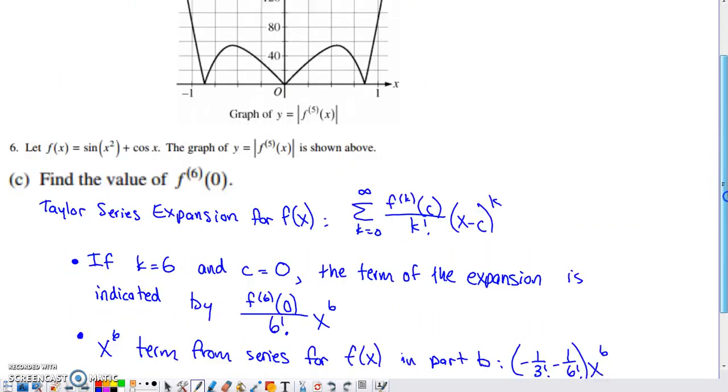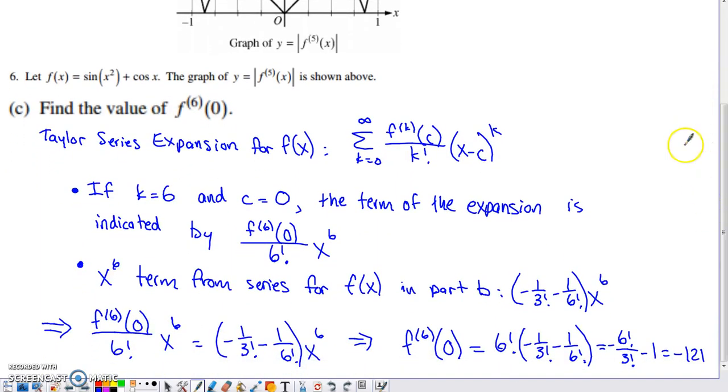In part C, we still don't really need to reference that graph at all. We haven't had anything to do with the fifth derivative yet. What they ask us to do in part C is to find the value of the sixth derivative evaluated at 0. To do it directly, it's going to take quite a bit of work, because you're going to need to take 6 derivatives of this.